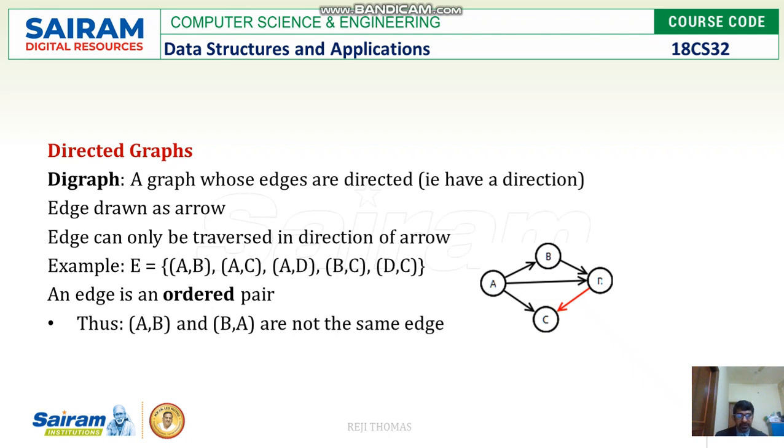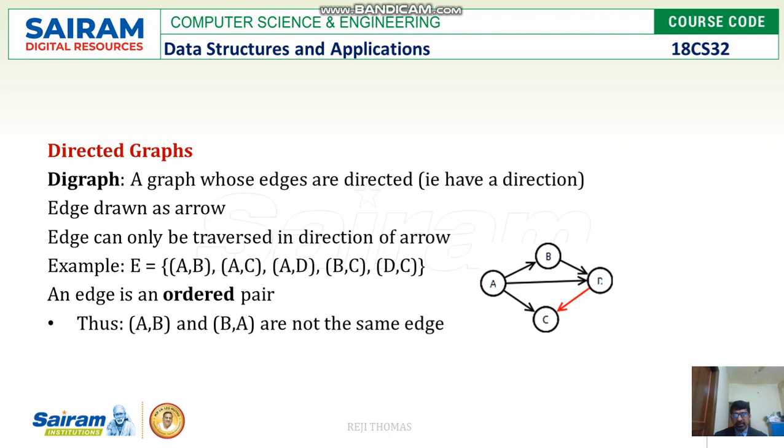You can see that there is an arrow from A to B. So you have to write it as A to B, and A to B is not the same as B to A. I mean to say that A comma B is not the same as B comma A, because there is no path from B to A. In the same way we have A to C, but C to A there is no path. A to D there is a path. B to C there is no path, and D to C there is a path.